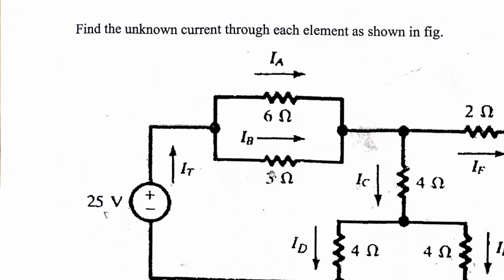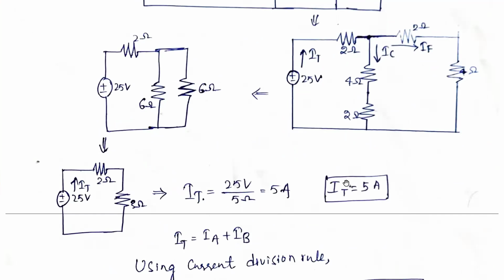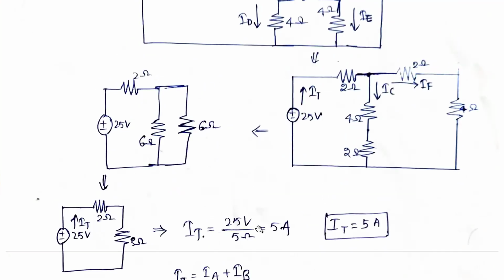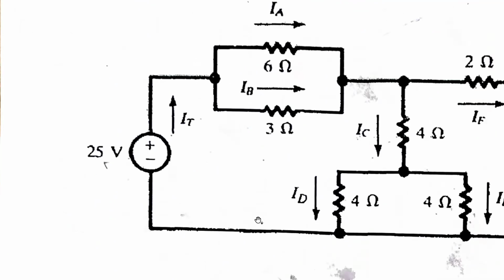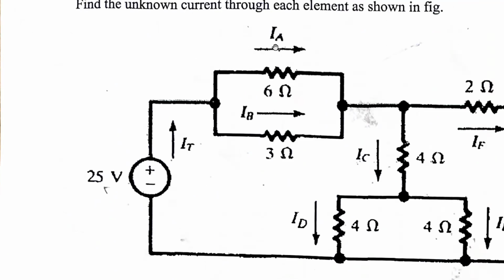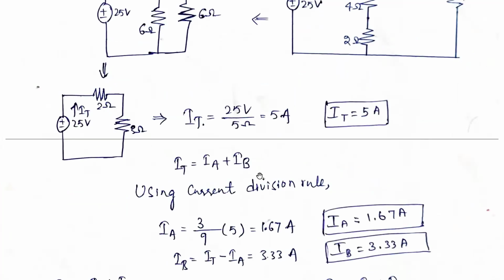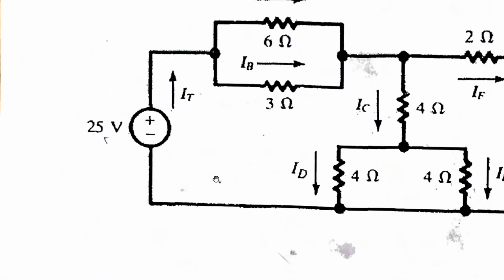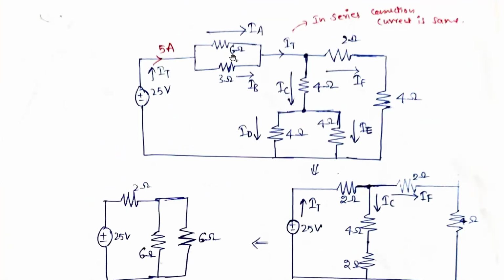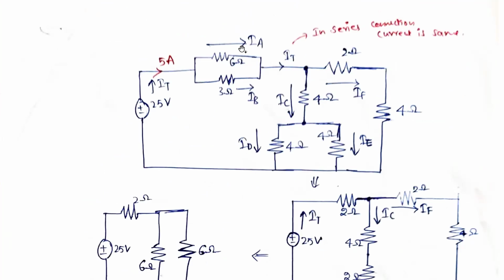So that is further dividing into 2. Now IT we found out. IT is equal to IA plus IB. Can we write like this? Because this IT is equal to this IA plus IB. So now by using the current division rule. What is the current division rule? For example, if you want to find out IA, the opposite resistance is 3 ohms divided by the total resistance, that is 3 plus 6, into this current. That will give you IA.